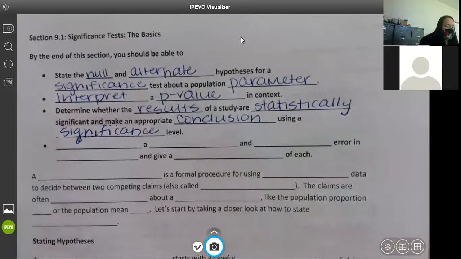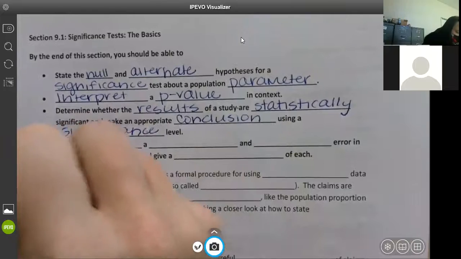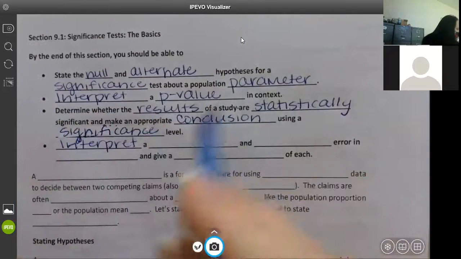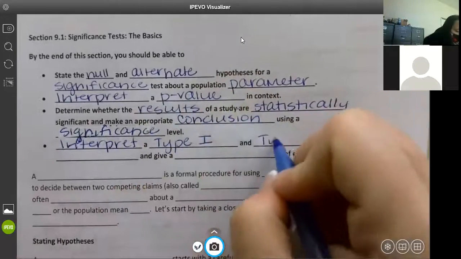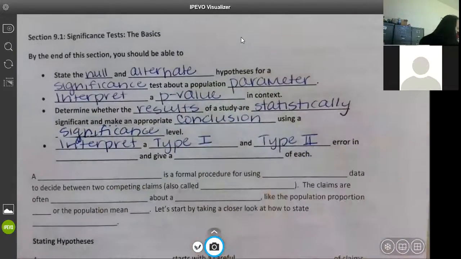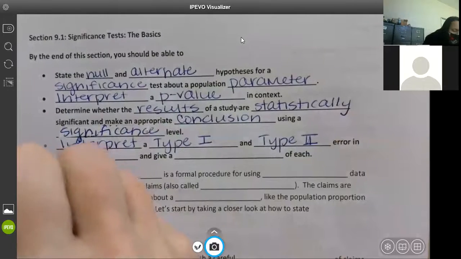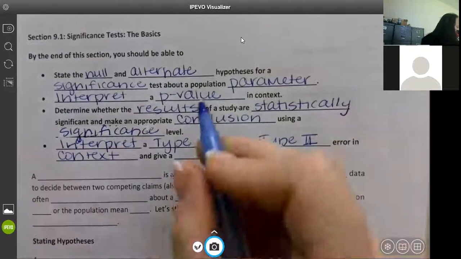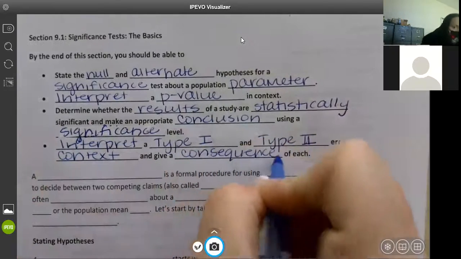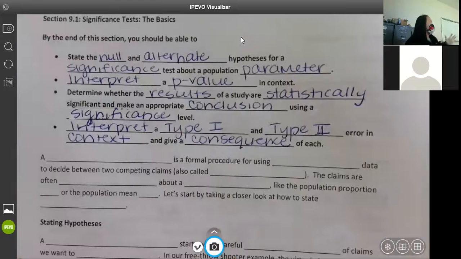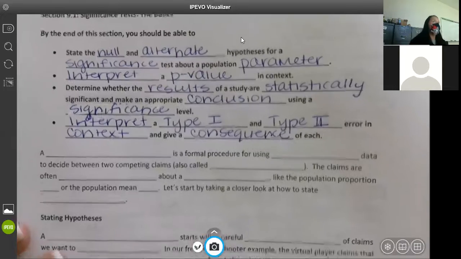So bullets 2 and 3 we will do tomorrow. 1 and 2 we're going to do today. 2 and 3 we'll do tomorrow. You're going to be able to interpret a type 1 and type 2 error in context and give a consequence of each. Those are the ones that are like everything else, I feel like it's pretty easy to memorize. The last ones are the ones that you'll get mixed up. So just be careful when we start doing those that you understand what they are. But again, the last 2 bullets we're not doing until tomorrow. Okay.